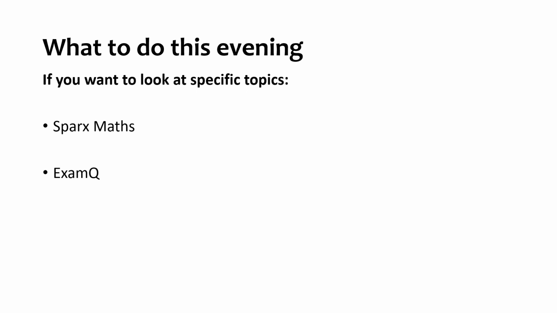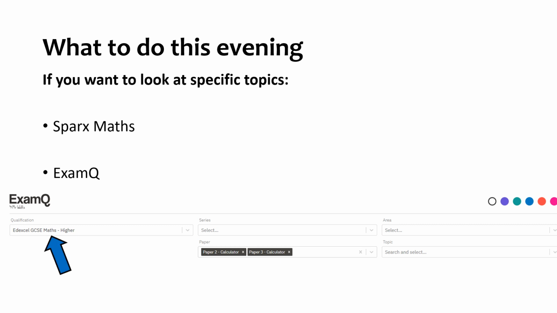You could do a similar thing on ExamQ. Go on, type in some topics. You might type in solving equations. You might type in percentages and see the kind of questions that come up. Remember, when you go on to ExamQ, make sure you change this bar to say GCSE Maths Foundation. Make sure you change this one to paper 2 or paper 3.